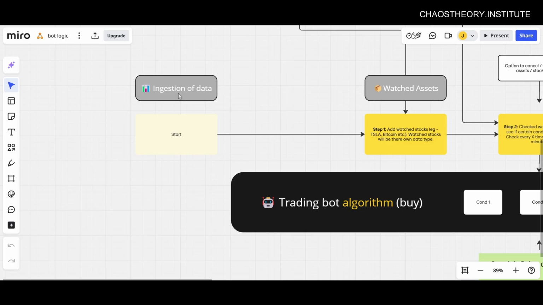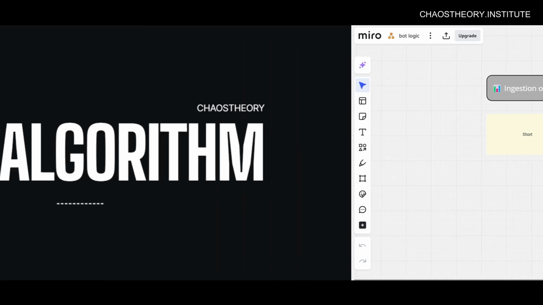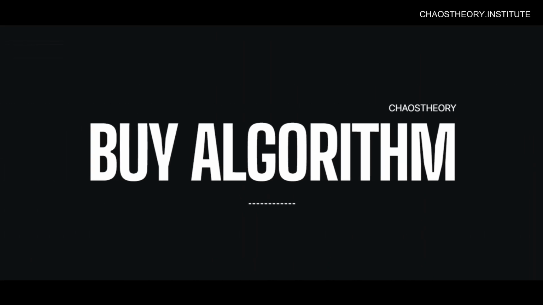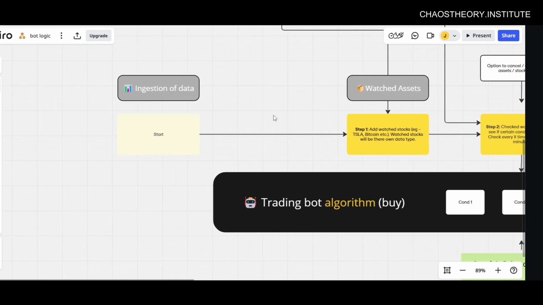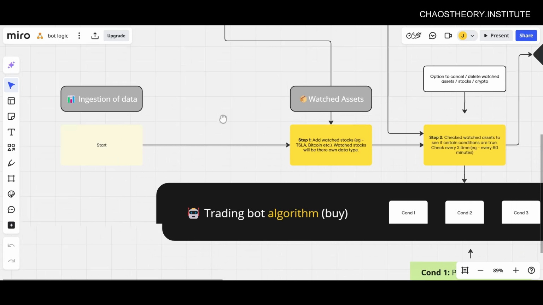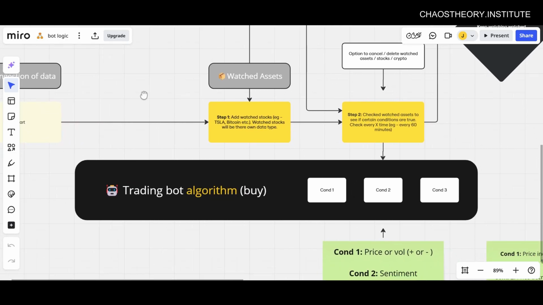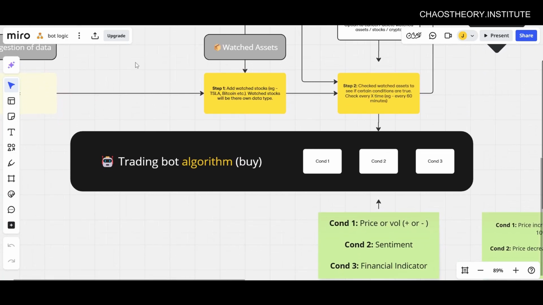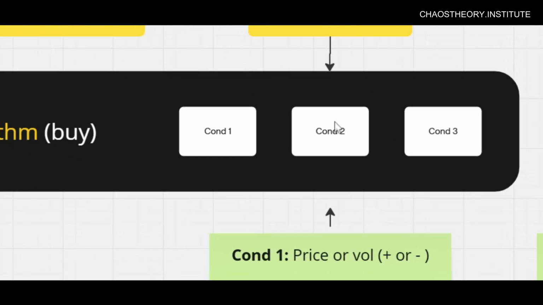Now that you have data pulled into your bot and your bot has something to work with, you can start building out your algorithm. In Chaos Theory's trading bot course, we call the assets that have passed through this first filter our watched assets. Essentially, what you need to do during the second step of the process is to establish a set of conditions that need to be met before your bot will make a buy decision. This is essentially where your buy thesis lives.